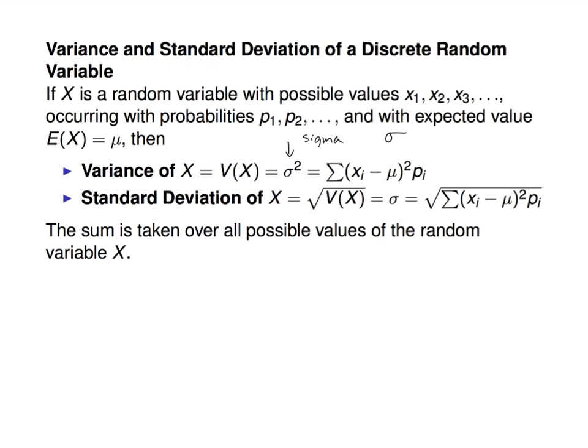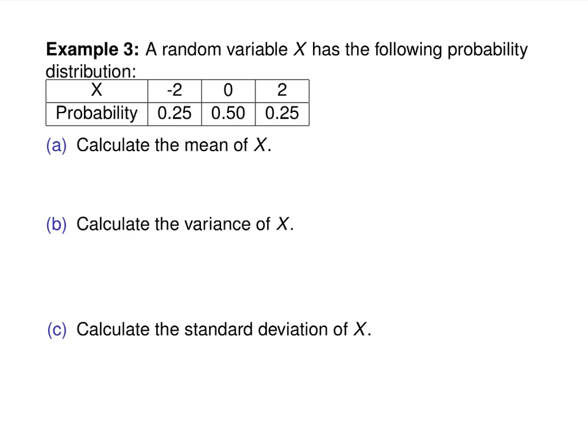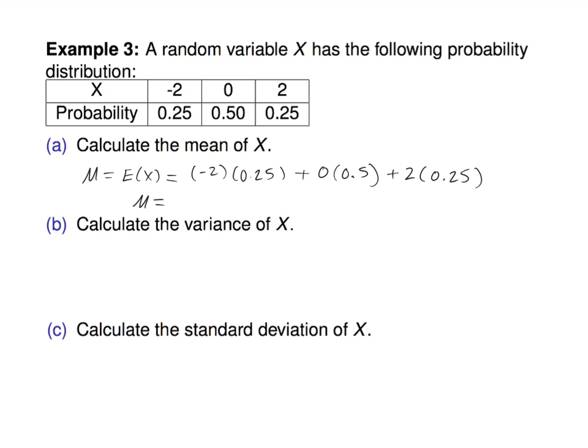Okay, so let's do one. So first find the mean. So mu is equal to E of x. You take value times its probability. So first value is times 0.25. Next value is 0 times 0.5. And then lastly, you have 2 times 0.25, right? Don't freak out when this happens. You get mu equals 0. Okay, is that all right?